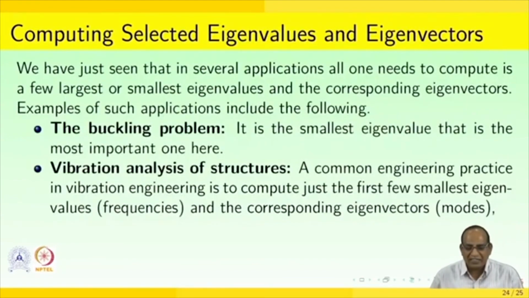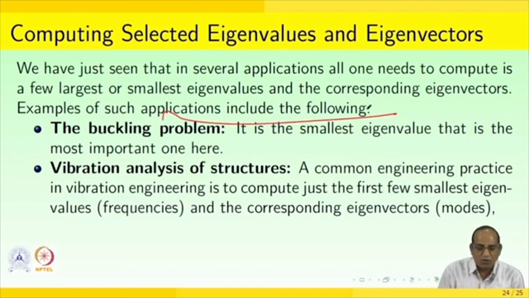Computing selected eigenvalues and eigenvectors. We have just seen that in several applications all one needs to compute is a few of the largest or smallest eigenvalues and the corresponding eigenvectors. Examples include the buckling problem, where it is the smallest eigenvalue that is the most important. The second one is vibration analysis of structures.